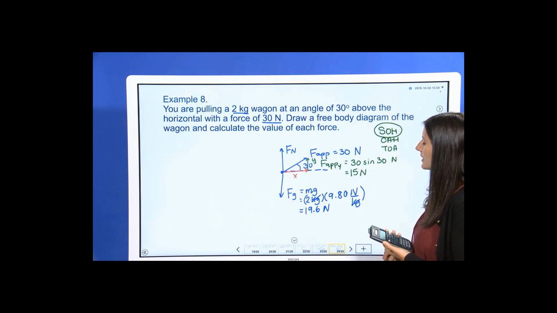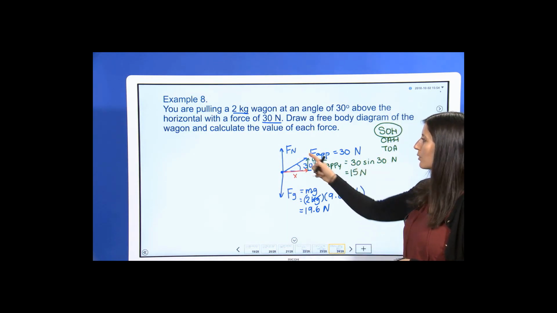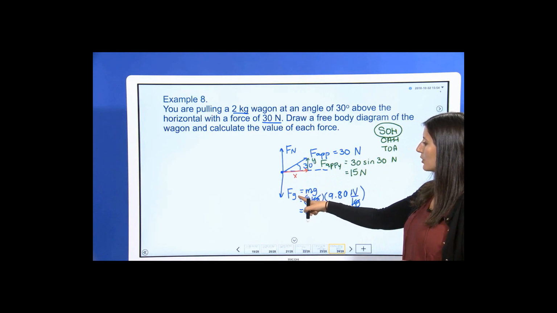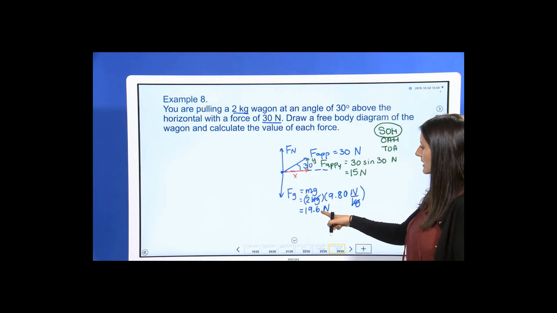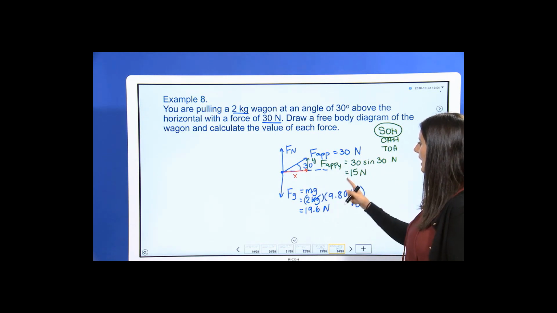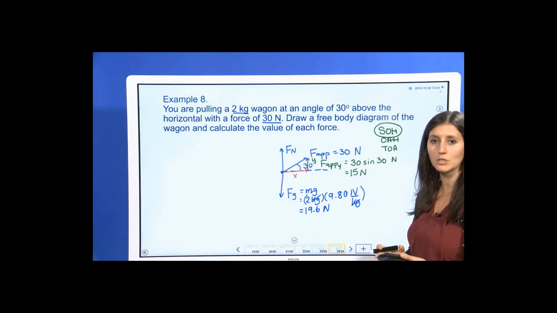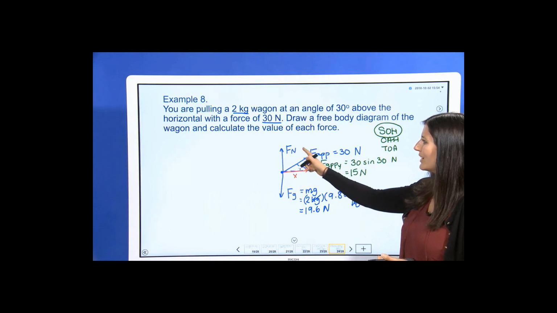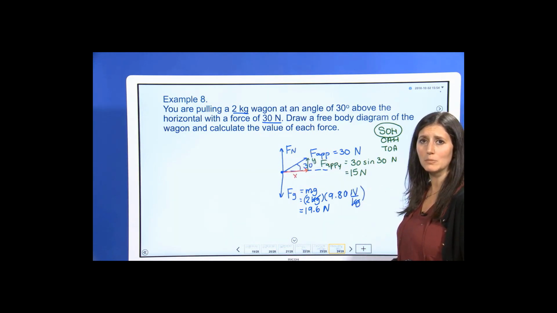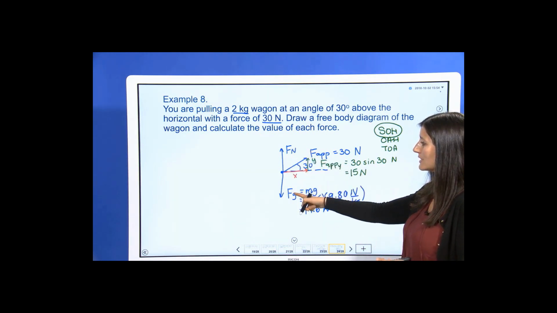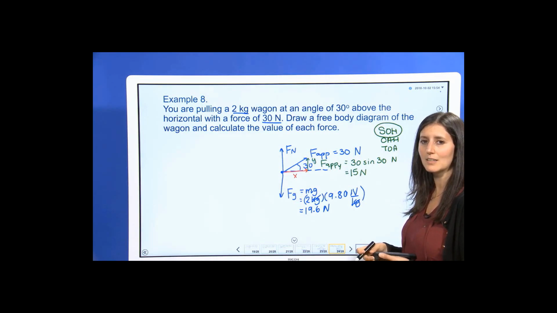All right, so now I'm going to find my normal force. I know my force of gravity is 19.6 pointing down. I know that my y component of my F applied is 15 newtons pointing up. So what does my normal force need to be so that all of the forces in the y direction cancel out?